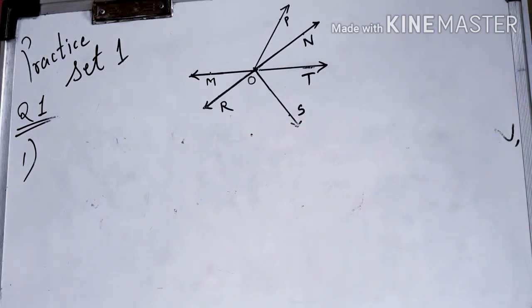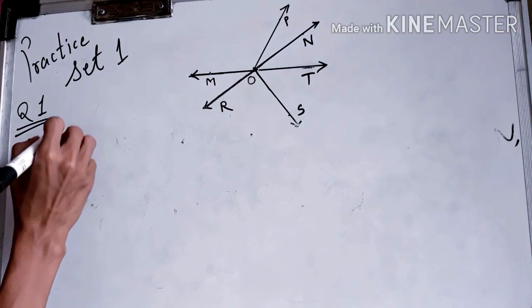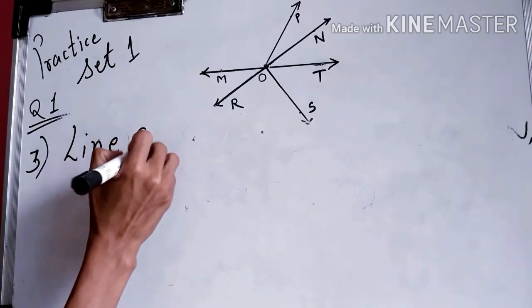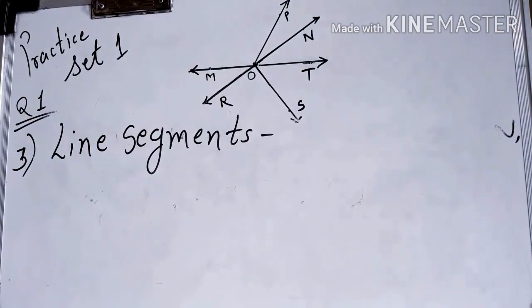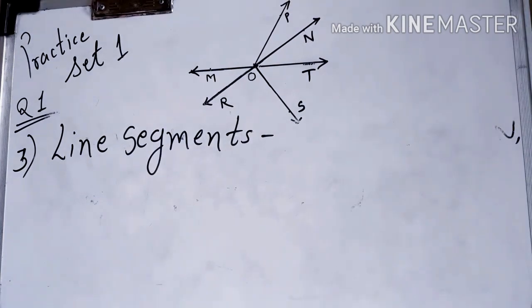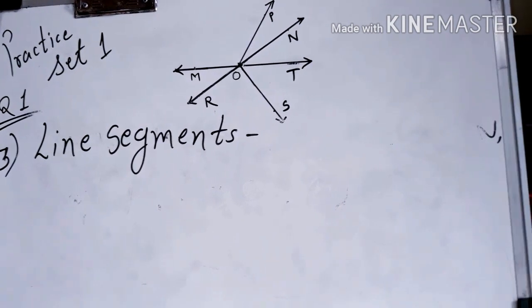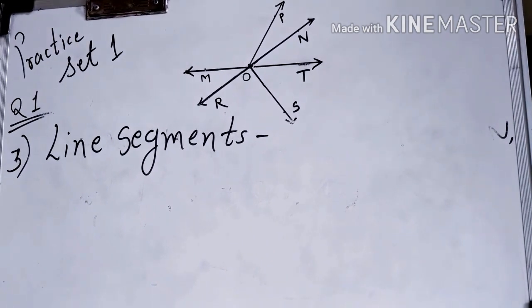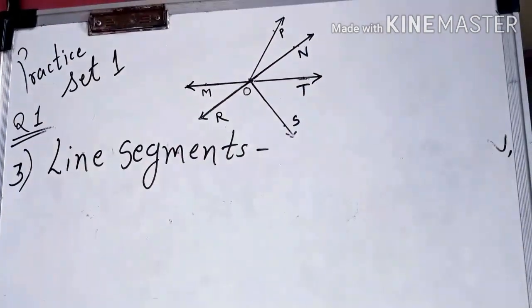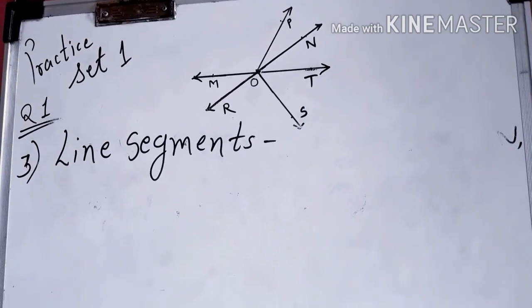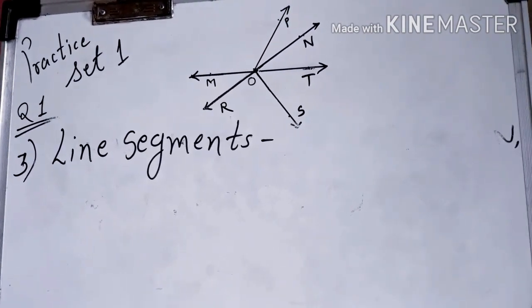Then our third point is line segment. They ask for line segments. Now what is meant by line segment? It has two endpoints. It has a limit and it has two endpoints. We cannot extend it towards both of its sides. That means it is called the line segment. So here you see these points are given. Which are the line segments then? Will you see and tell?